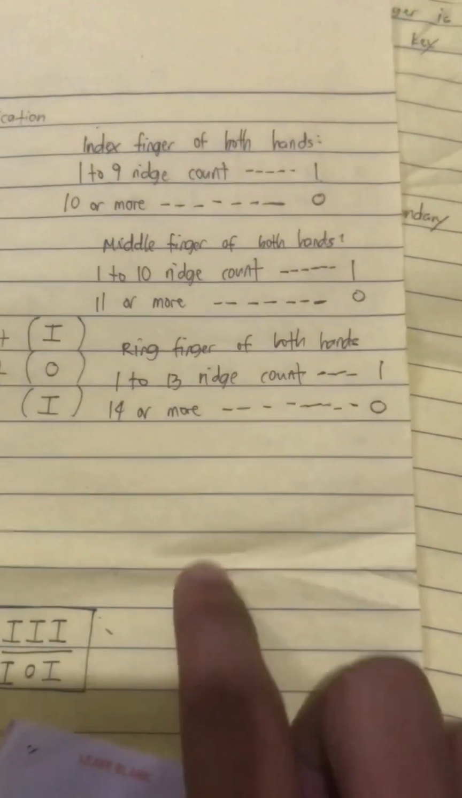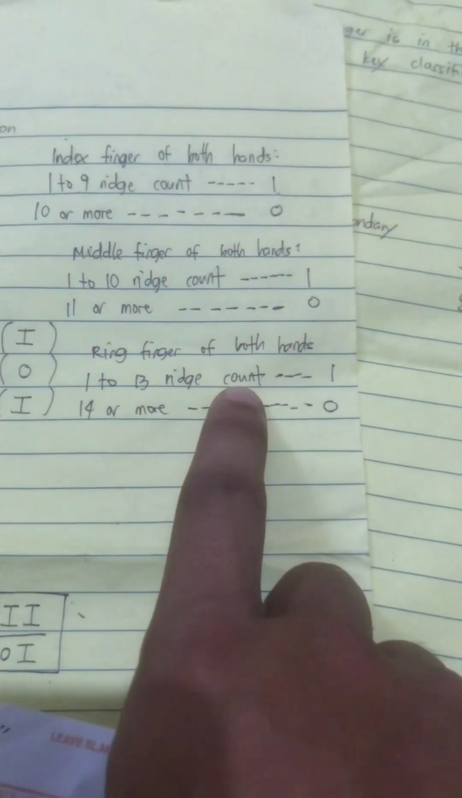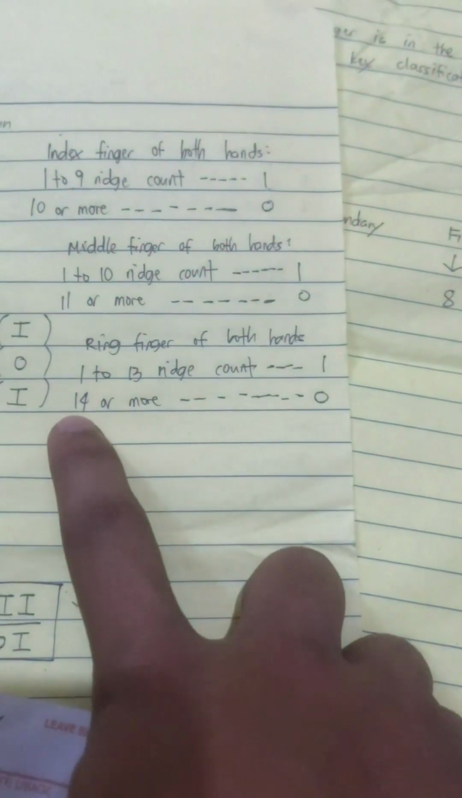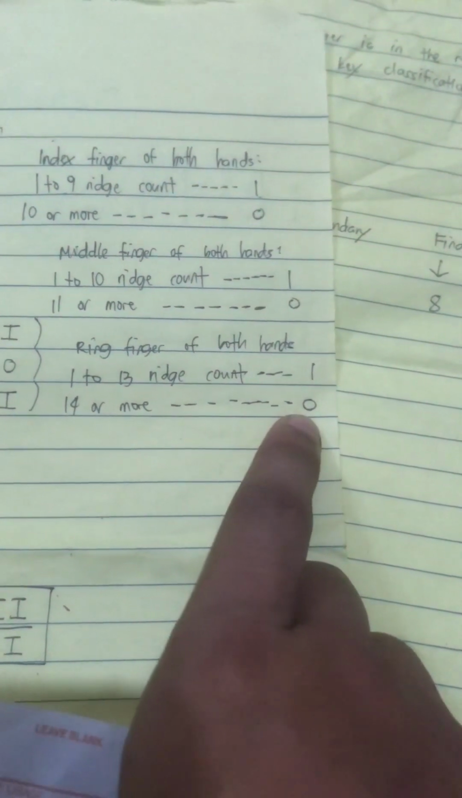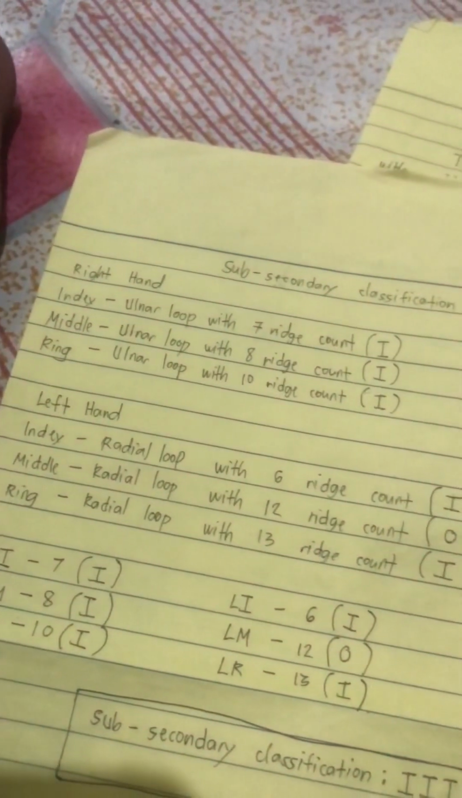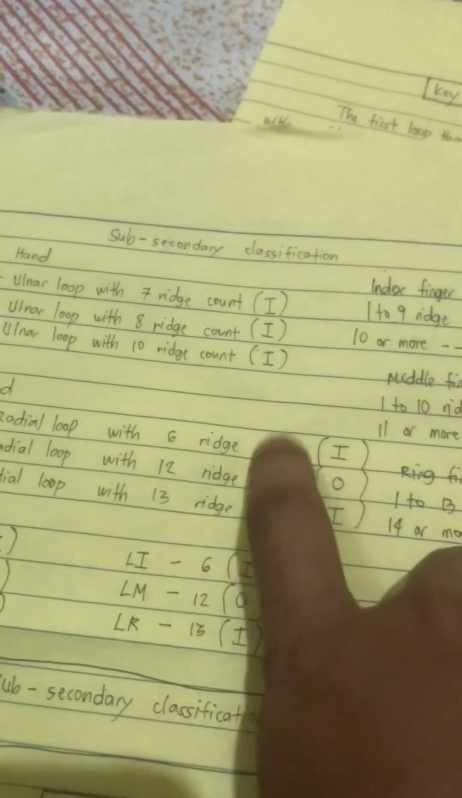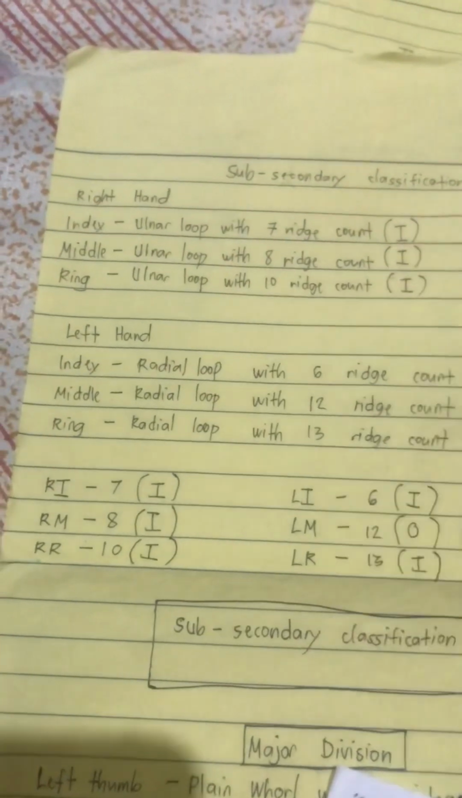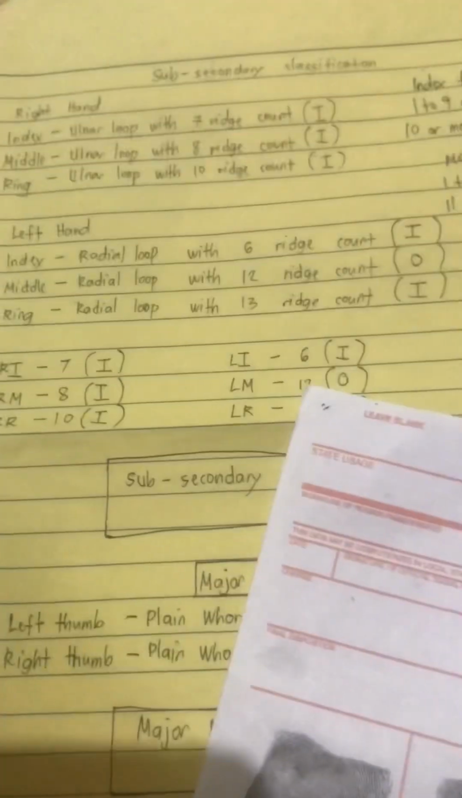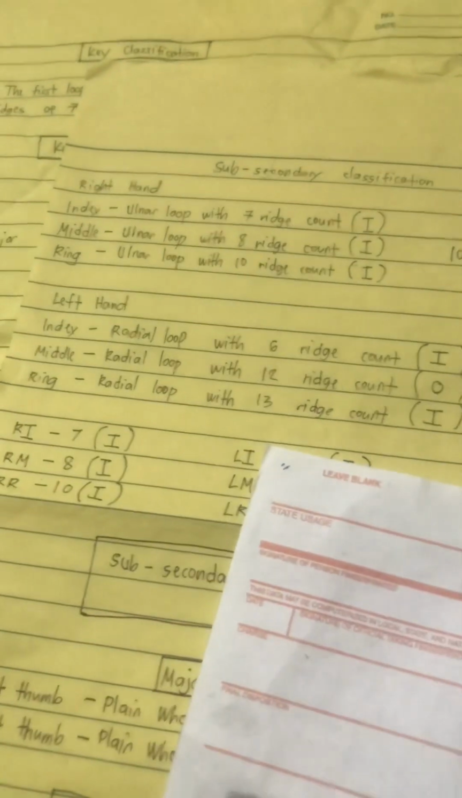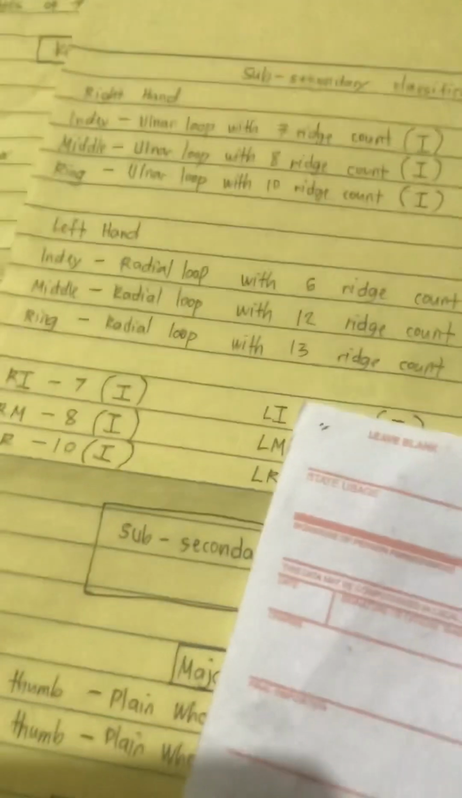So here in the ring finger of both hands, if 1 to 13 ridge count is inner, if 14 or more is outer. So my ring finger has 10 ridge count, so it is inner. Next is the left hand, my left index. So we will now proceed in the left hand, in the left index.